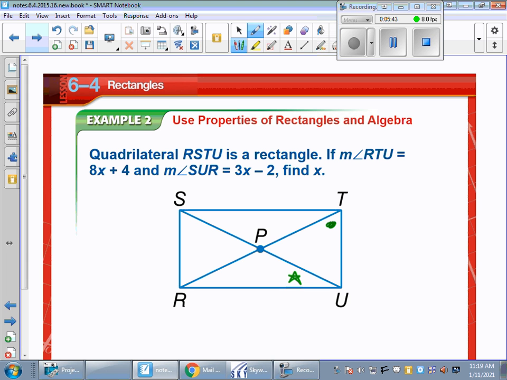So what we have to think about is how do we get these two to mesh or intertwine? Well, hopefully you remember we had an isosceles triangle theorem. We know that those two are equal, so these two are equal. So basically we're going to take this angle and bring it here. Now hopefully you realize this is a 90-degree angle. So what does that mean we're going to do? We're going to add these angles together. So we have the 8x plus 4 plus the 3x minus 2, and we set that equal to 90.